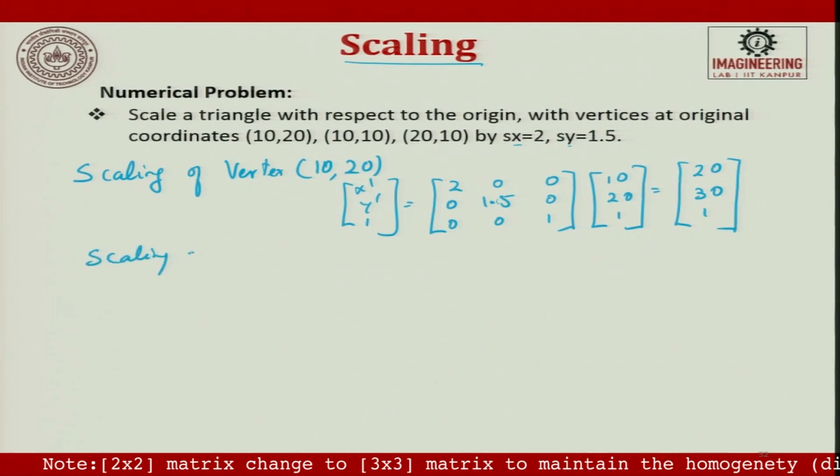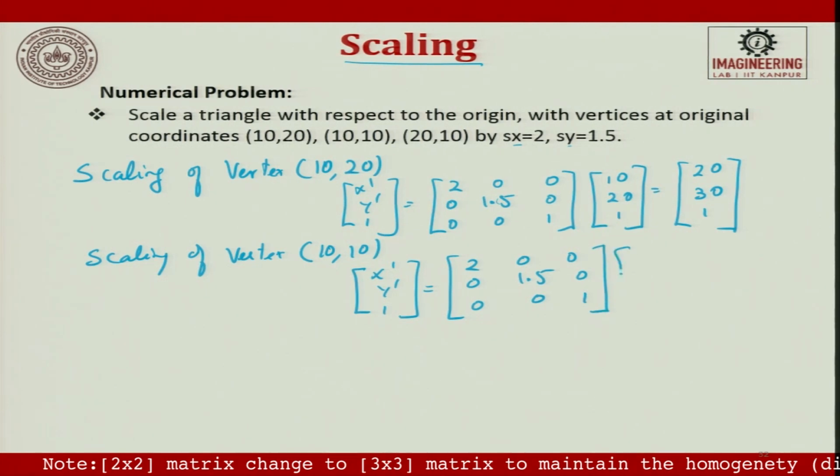Now, let us try to do scaling of vertex (10, 10). Here x dash, y dash, 1, the new point, is nothing but [2 0 0; 0 1.5 0; 0 0 1], which I multiply with (10, 10, 1). So, I approximately get the answer as 20, 15 and 1.